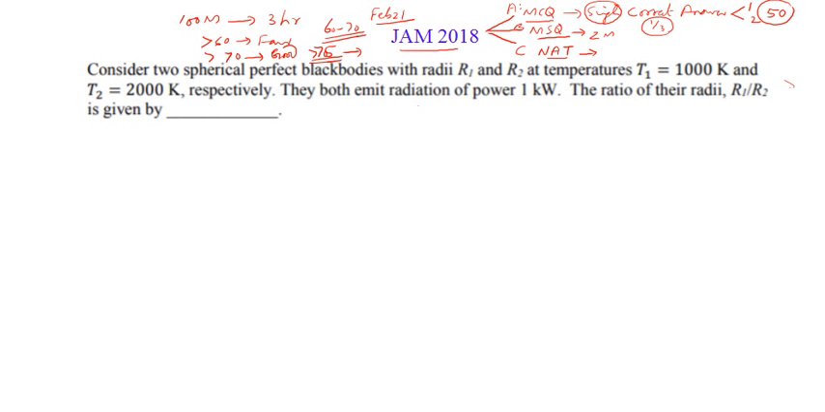Fine, good. So consider two spherical perfect black bodies. So please identify the keywords. Perfect black body means what they are trying to tell you, that they are trying that take e equal to 1. That is what is meant by perfect black bodies. With radii R1 and R2.